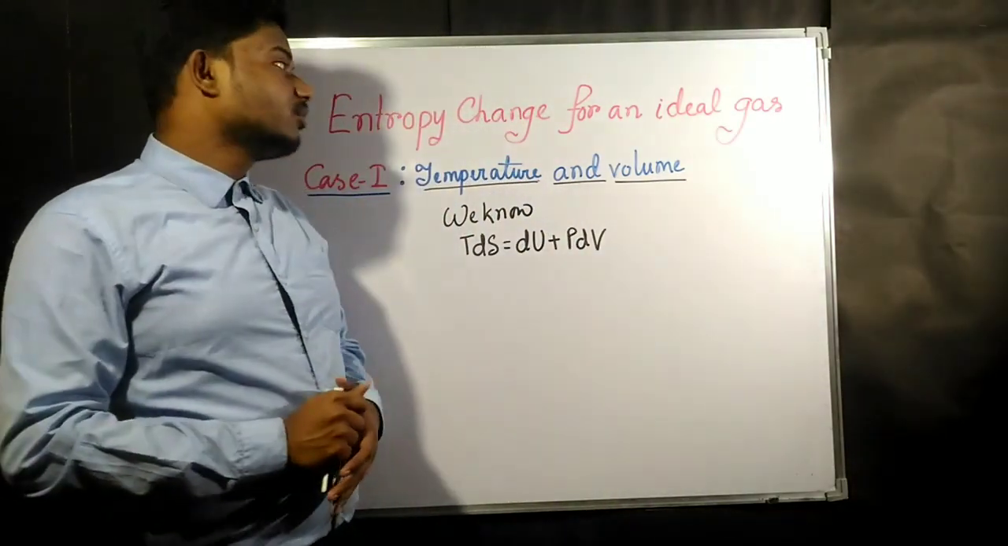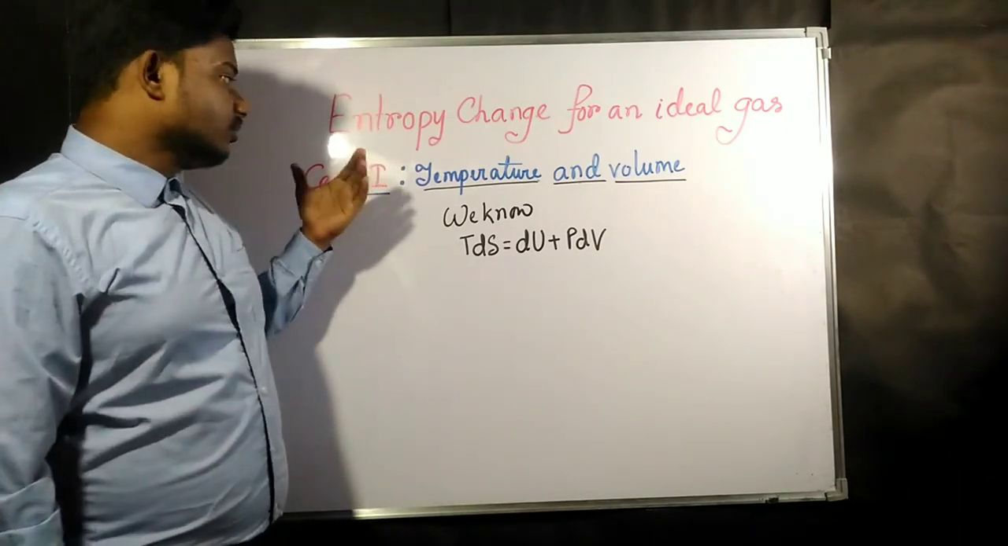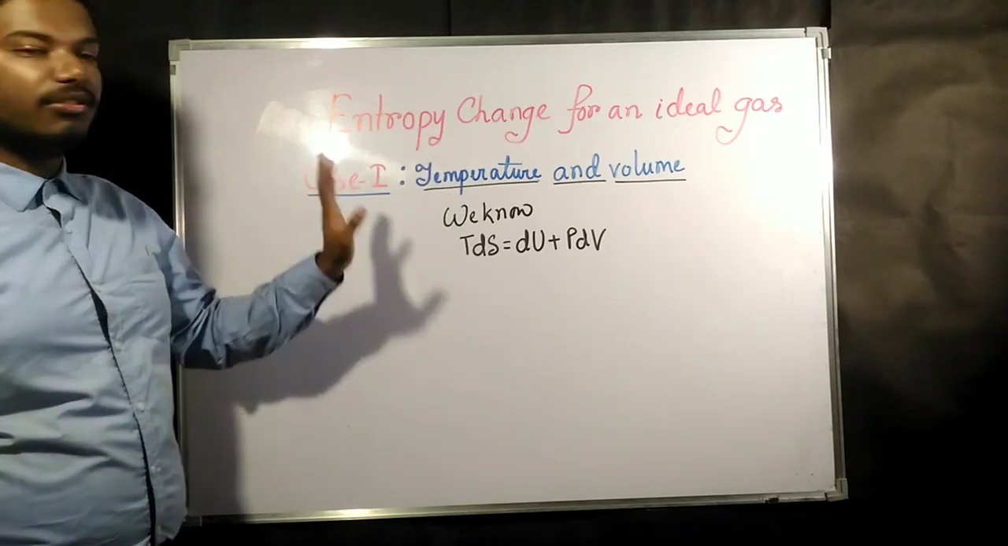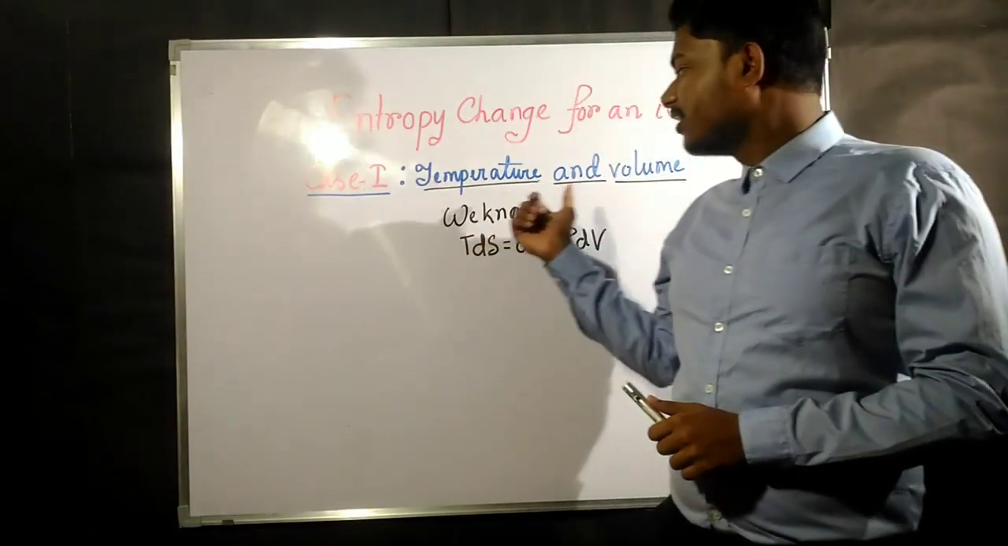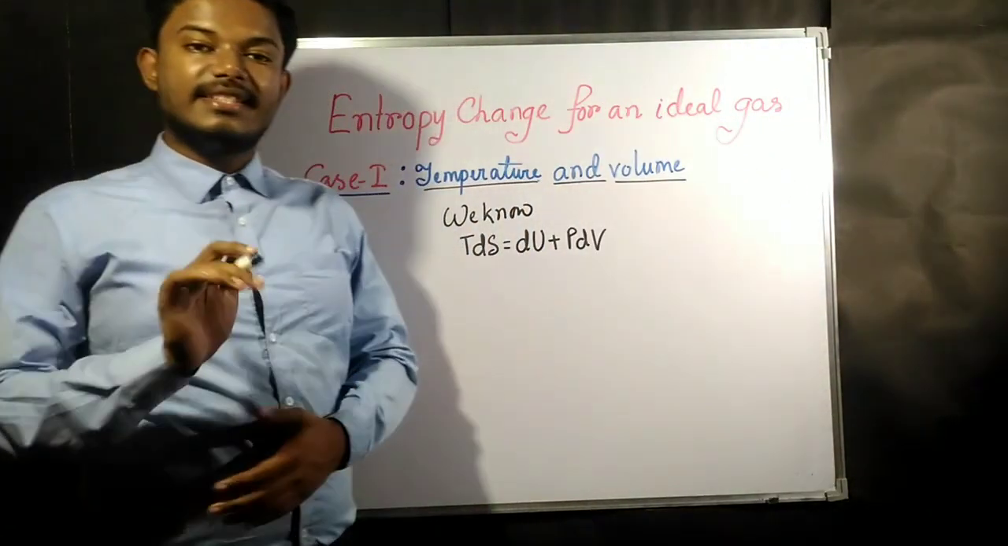So the next thing we are going to study is entropy change in ideal gas. We are going to understand some of the cases. This is the first case, where temperature and volume are going to change. Then what is going to be the entropy change?